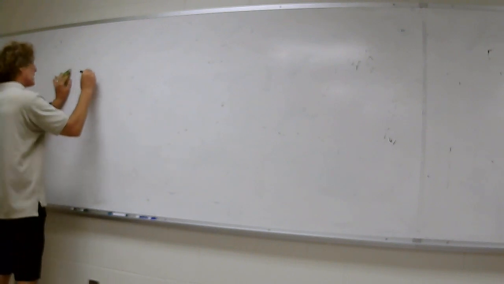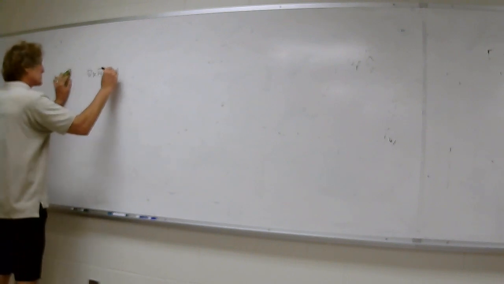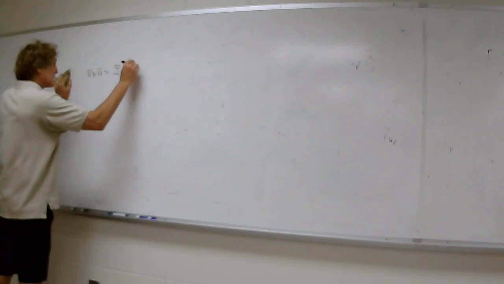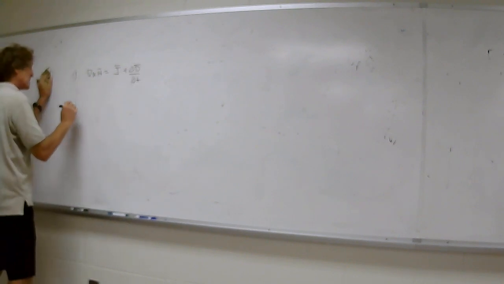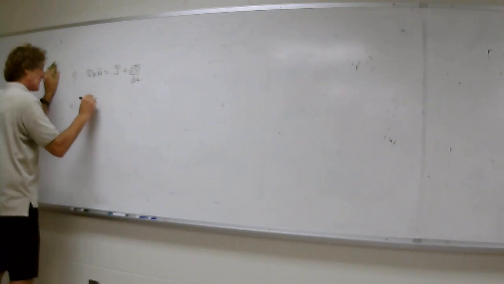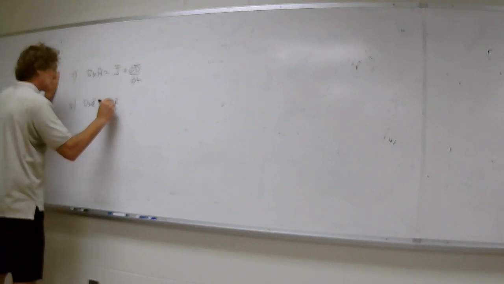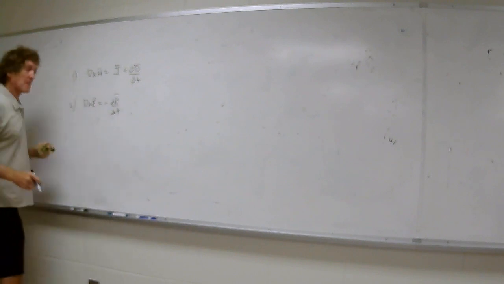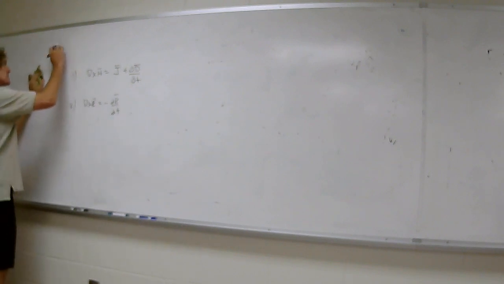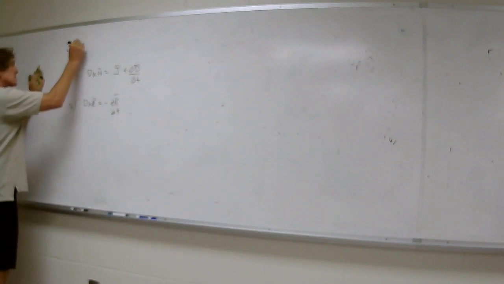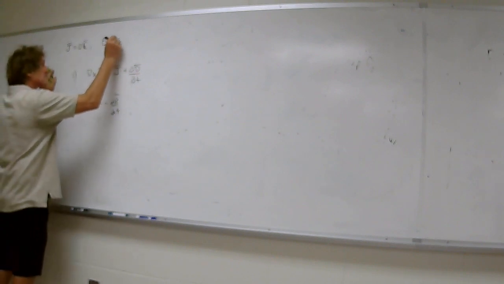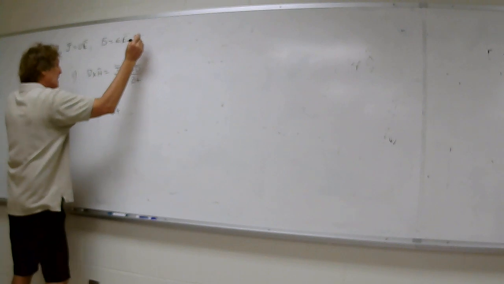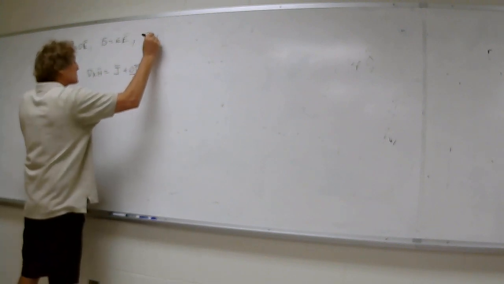So curl of H is equal to J plus the partial of D with respect to t. That's the first one. The second one is curl of E equals minus dB/dt, right? Okay, then we have these coupling equations. J is equal to sigma E, D is equal to epsilon E, and B is equal to mu H.